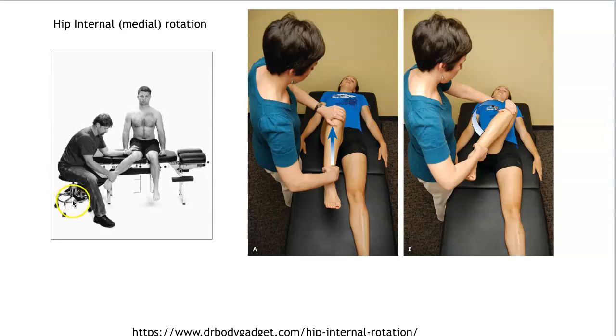Here is going to be showing you internal rotation. This is what you would see sitting down. Here's the neutral position right here. When you internally rotate it, that long axis of the femur is going towards the midline. So, internal rotation.